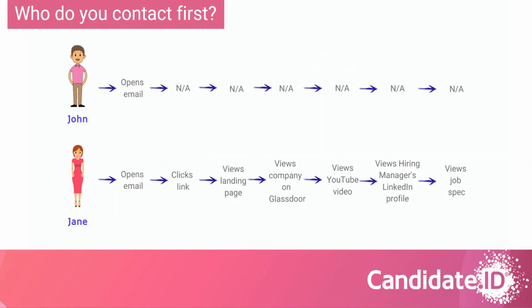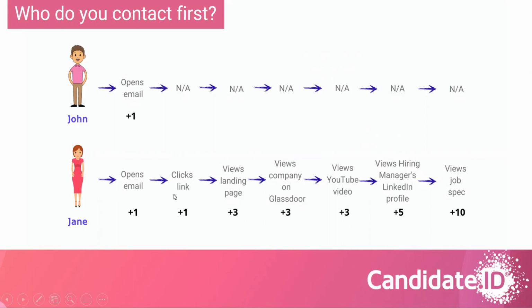So Candidate.ID conveniently applies an engagement score to each person's clicks. John's got 1 point for opening the email. Jane's got a point for opening the email, a point for clicking the link, 3 for the landing page, 3 for Glassdoor, 3 for YouTube, 5 for LinkedIn, and 10 for the job description. To other talent acquisition technologies, John and Jane have both opened an email, so they look the same. To Candidate.ID, we know that John didn't do anything after that. He's on 1 point. Jane, however, did all this activity and she's on 26.